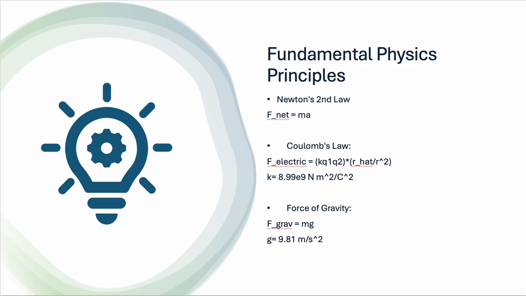So with net electric force, we use Coulomb's law, where we say it's K, which is the Coulomb's constant, times charge one times another charge times the unit vector of the position vector, and divided by the magnitude of that vector squared, is just the electric force. And so force of gravity is just the mass times the gravitational constant.